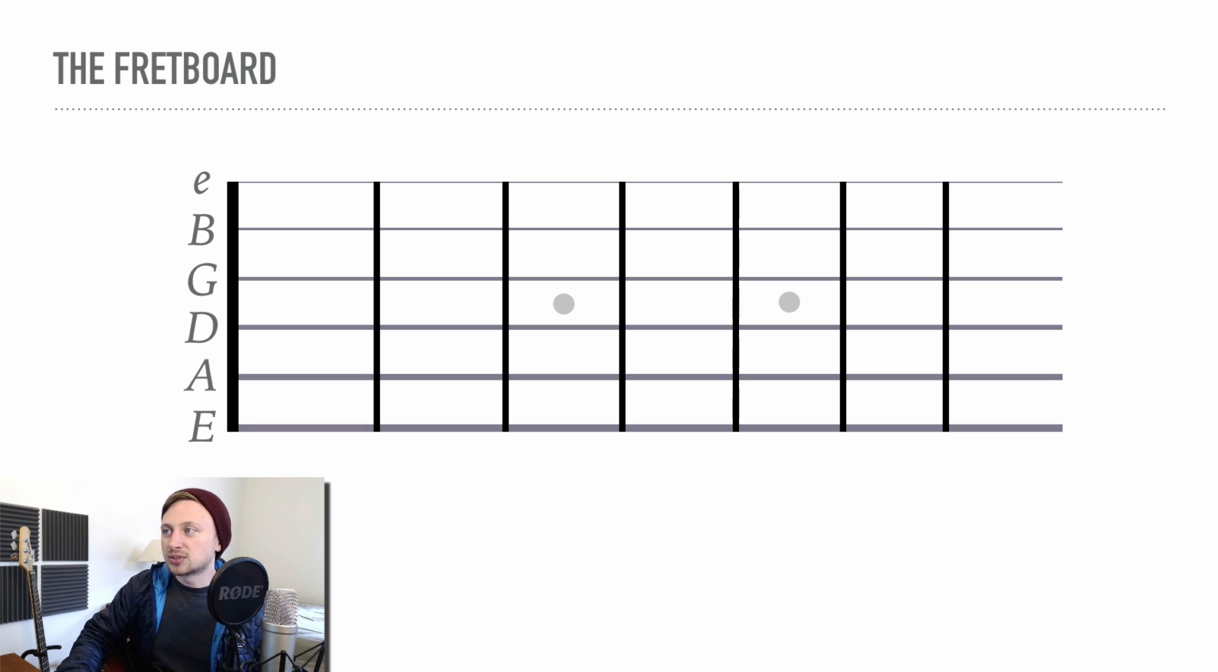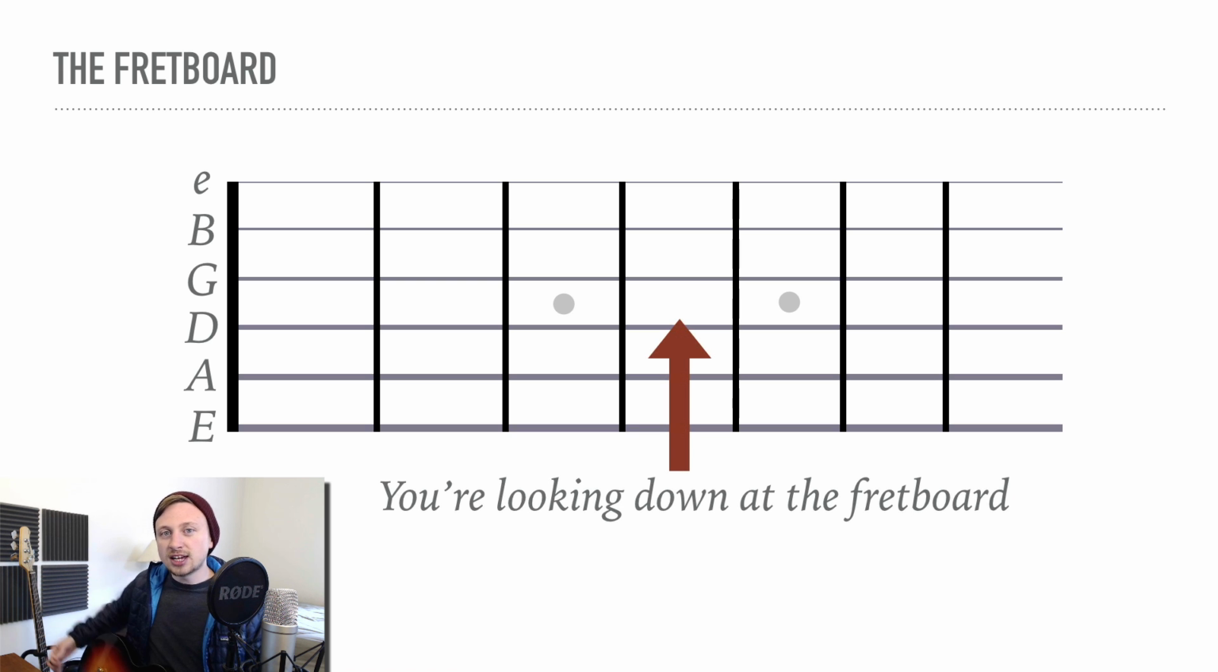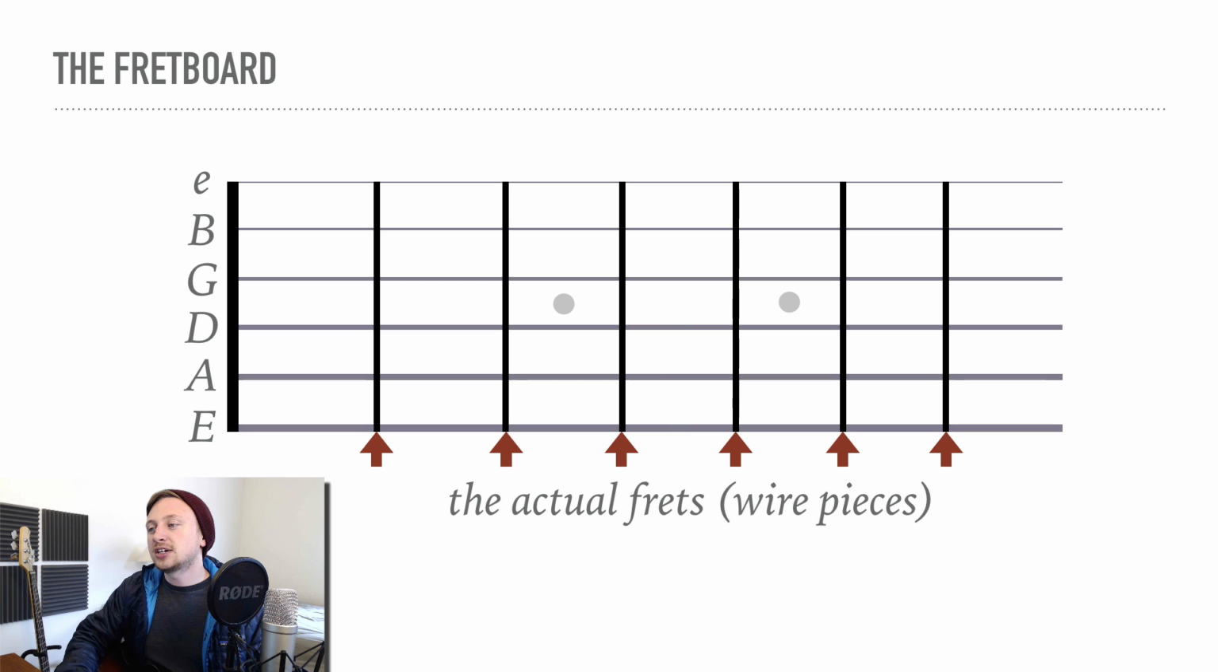And this graph you're looking at is a very common way to illustrate a guitar on paper. It's laid out like it is, with the low E at the bottom, in order to simulate looking down at the fretboard. So if I'm looking down at this, that low E is on the bottom. These black bars you see here are the actual frets. Those are the wire pieces on the neck of the guitar. As a side note, remember that when you're playing each of those notes, you're not putting your finger on that wire, you're putting your finger somewhere slightly behind it.